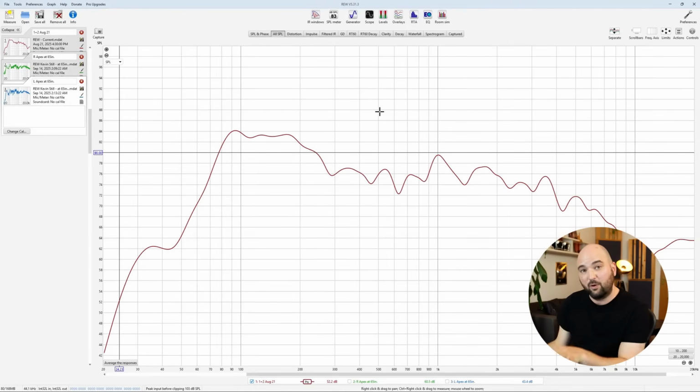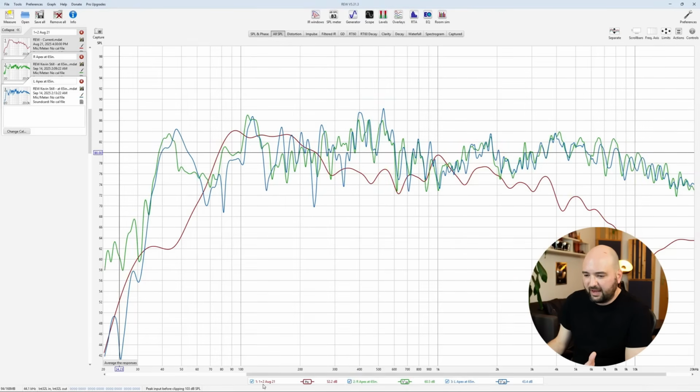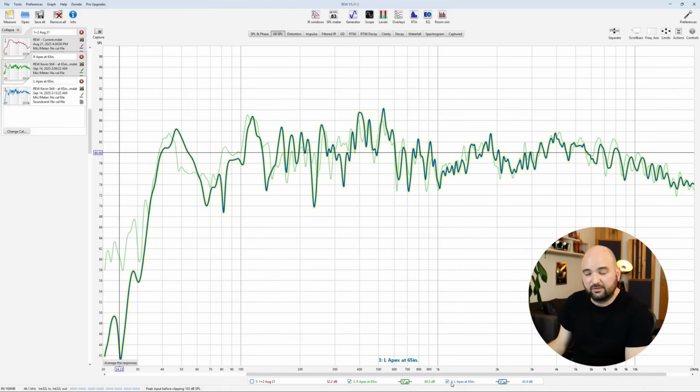But this isn't how it needs to be. In any room, you can get a balanced frequency response simply by setting up your listening position and your speakers in the right spot in the room. So this next example is from another room that a client is working from. And let me just disable this first measurement. Here's what that looks like with 1/24th octave smoothing.